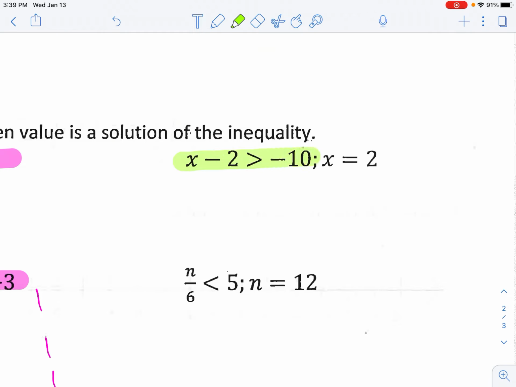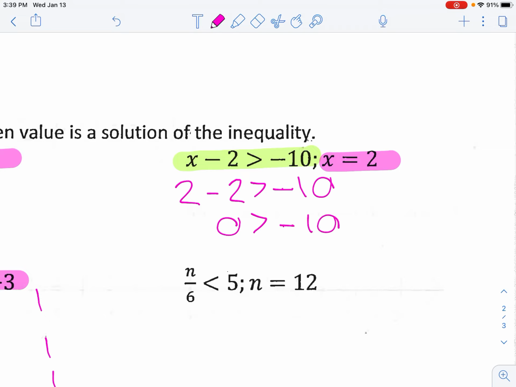Is x minus 2 greater than -10 if x equals 2? Substitute for x. Is 2 minus 2 greater than -10? Well, 2 minus 2 is 0. Is 0 greater than -10? Yes.